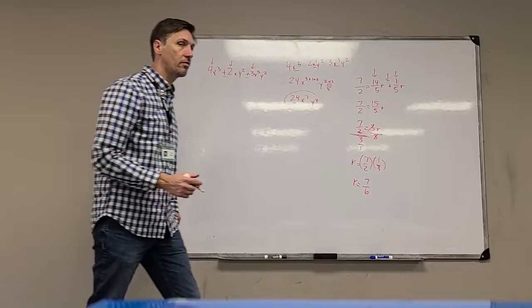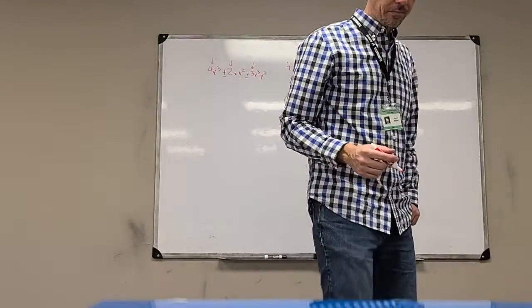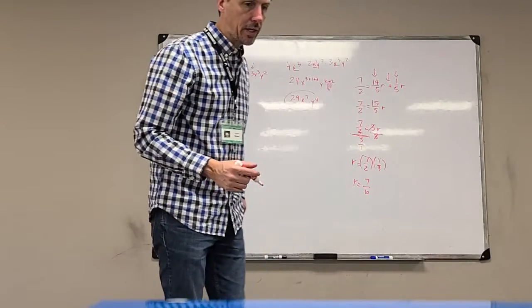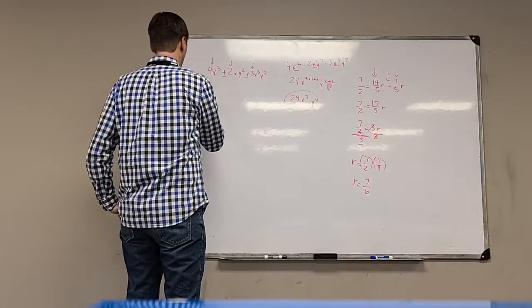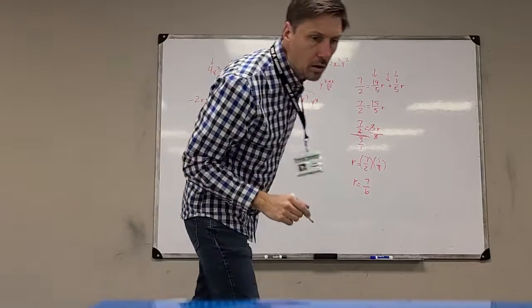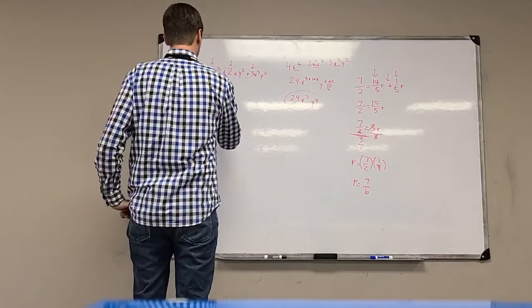All right, and then finally number 5, it says minus 2x plus x equals 4x minus 10.